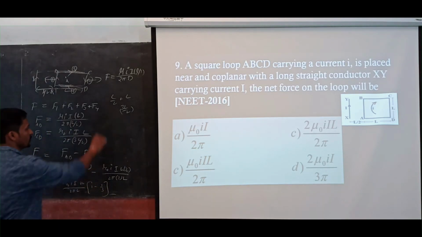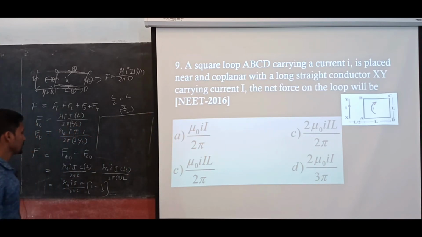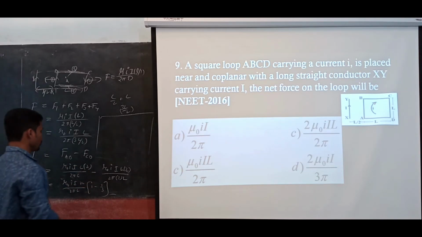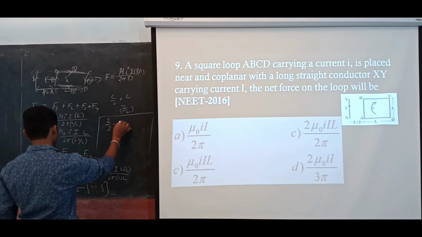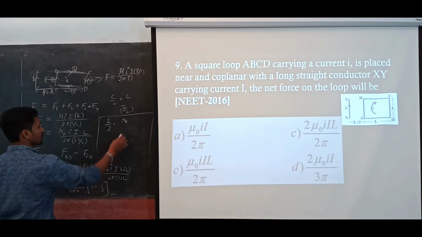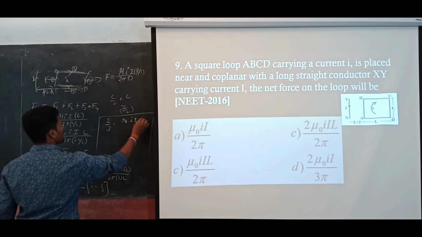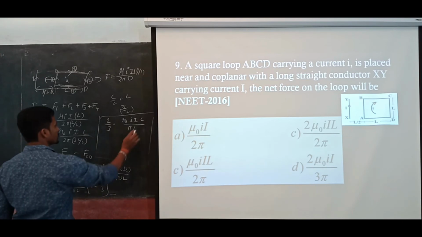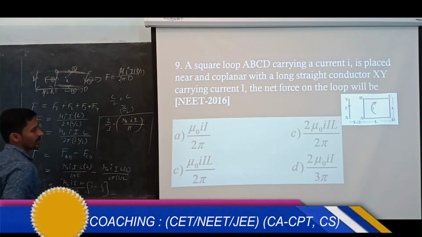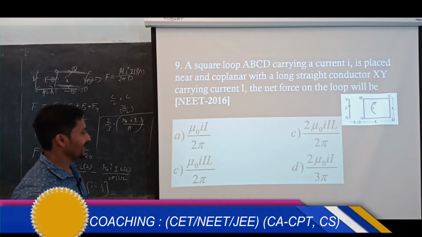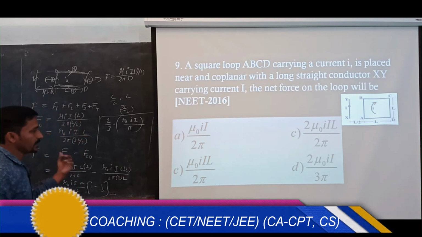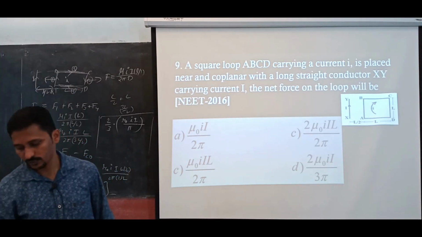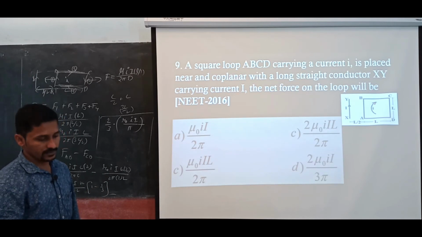2L everything. So 1 minus 1 by 3 is how much? That is 3 minus 2. 3 minus 1 is 2, so 2 by 3. So 2 by 3 into mu naught, 2 cancels, I into I and L divided by pi L. L cancels, 2 cancels, pi. Mu naught I into I divided by pi, 2 by 3. The option is the fourth one, isn't it? Option is the fourth one.